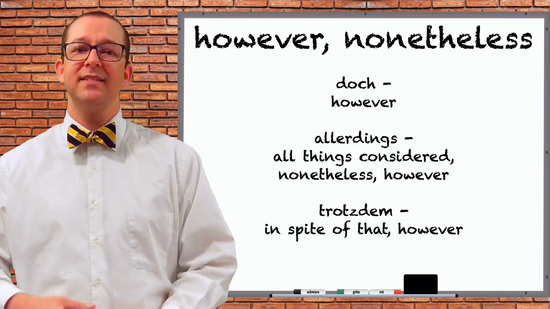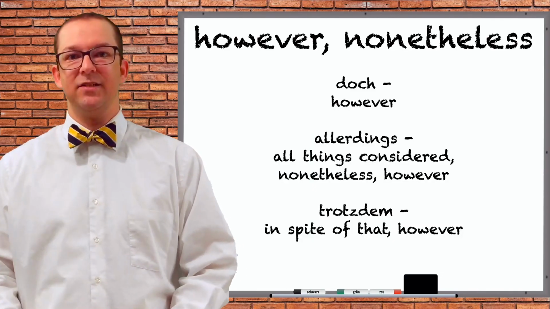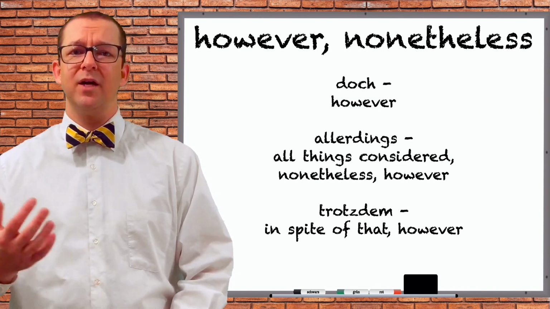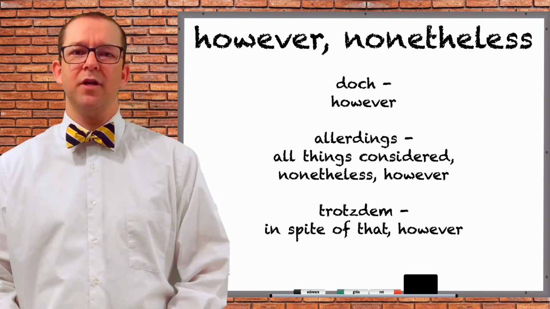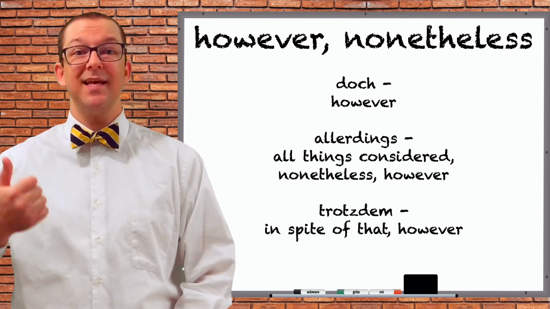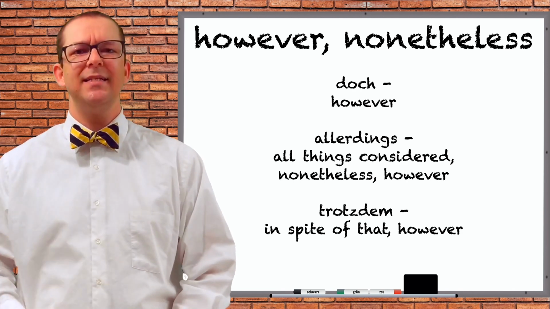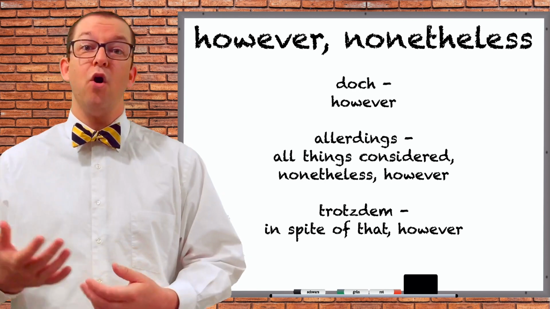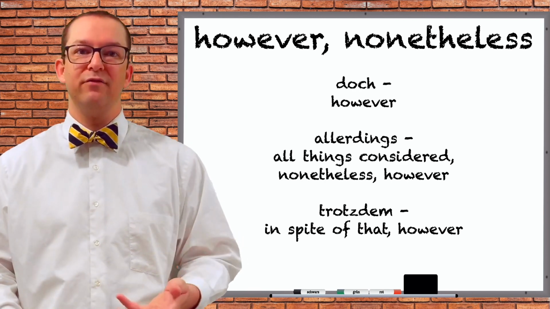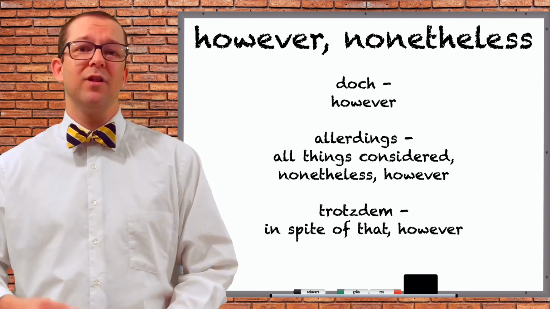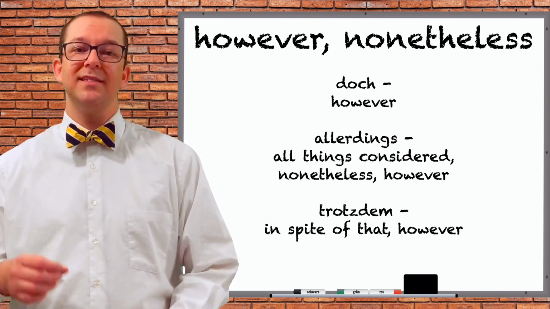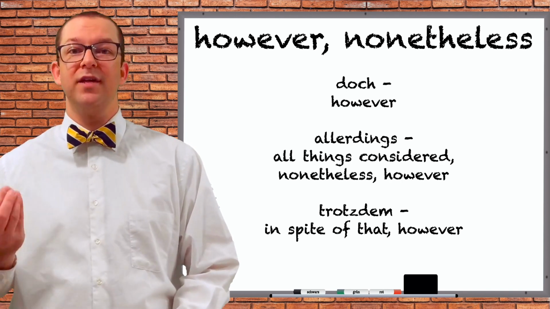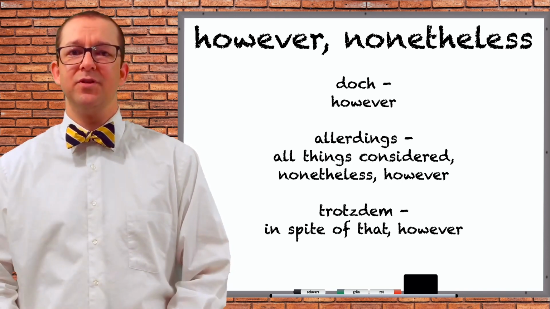There are a few ways to say however or nonetheless in German. I talked about one in my coordinating conjunction video, doch. There are two others that I want to talk about today, allerdings and trotzdem. Allerdings is more of a feeling of all things considered, or however, while trotzdem is more like in spite of that. The difference is subtle, but the main point is that trotzdem feels stronger than allerdings. Here are a few examples of them.